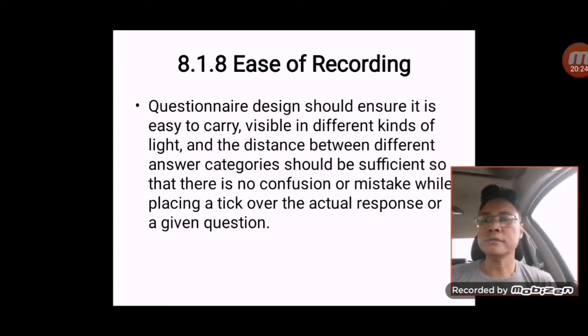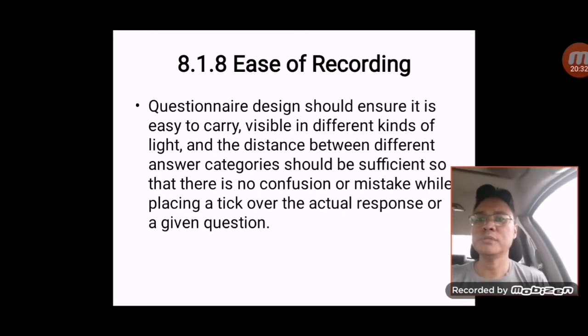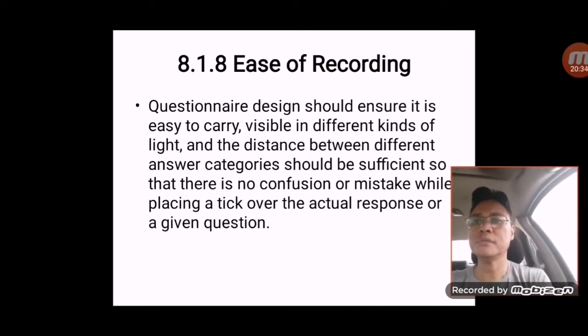Okay, kita continue. Ease of recording. Questionnaire design should ensure it is easy to carry, visible in different kinds of light, and the distance between different answer categories should be sufficient.